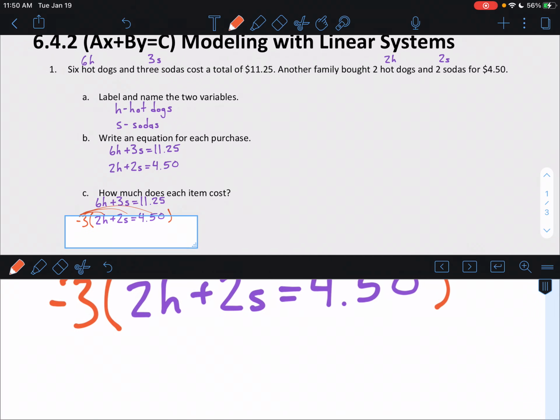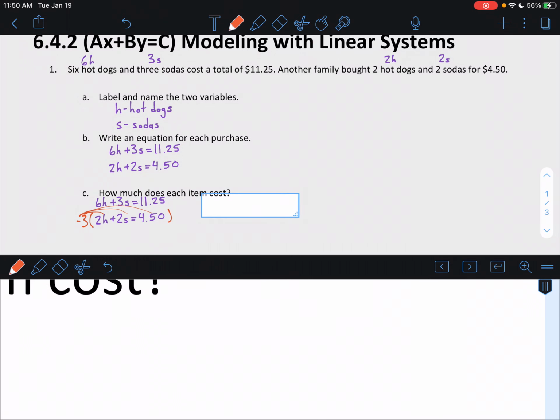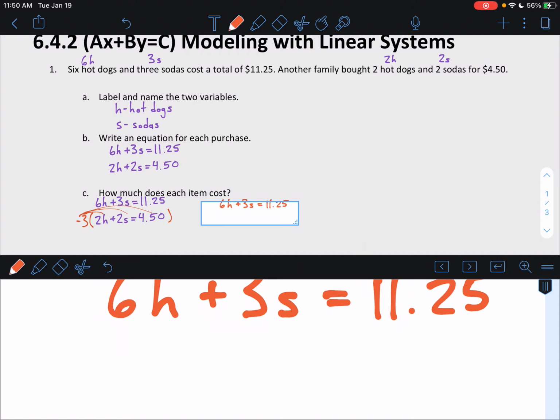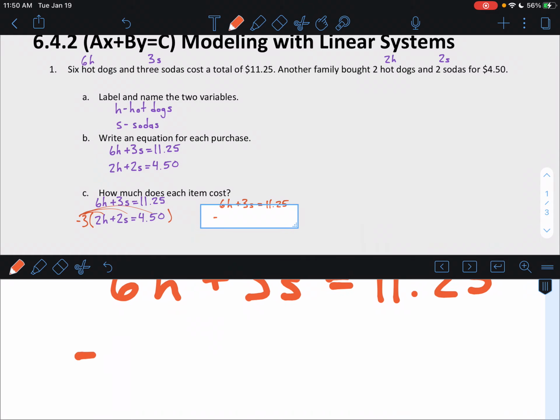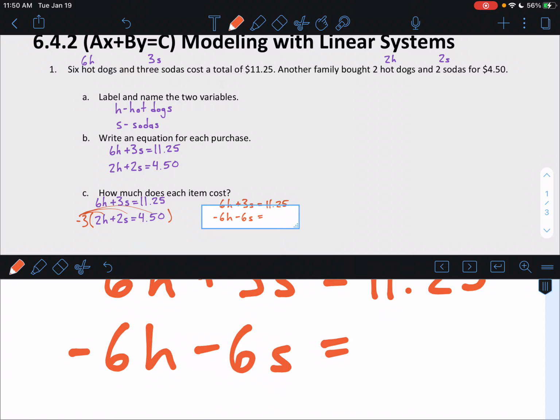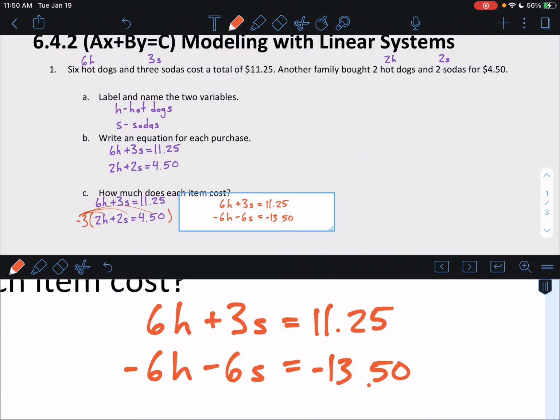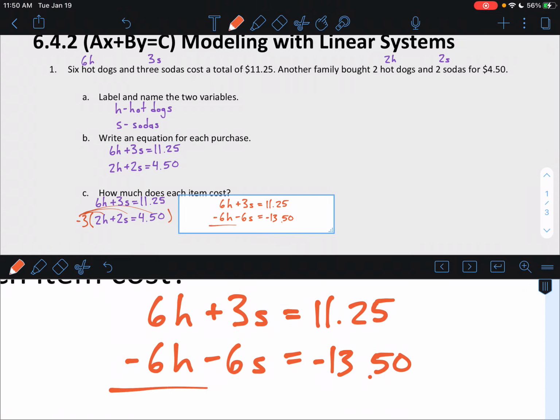So I'll rewrite my equations over here. I'll have 6H plus 3S equals 11.25. And -2 times 3 is -6H, 2 times -3 is -6S, equals, and 450 times -3. Let me do that in my calculator real quick. I get -1350. So I'm going to go ahead and add the 2 equations there.